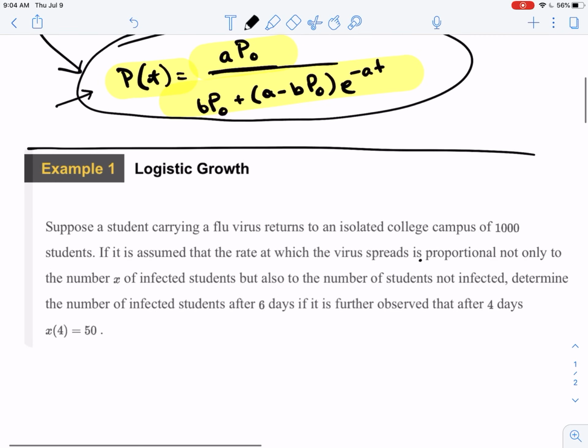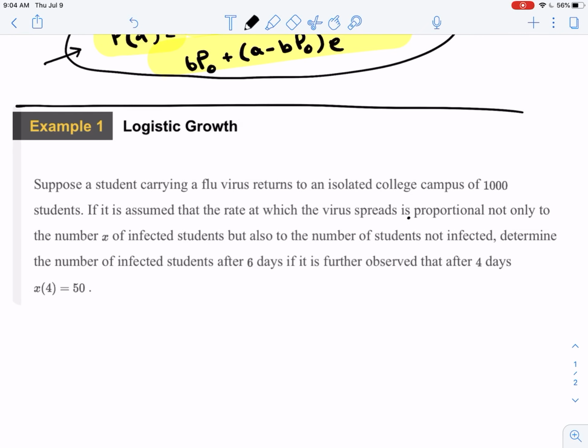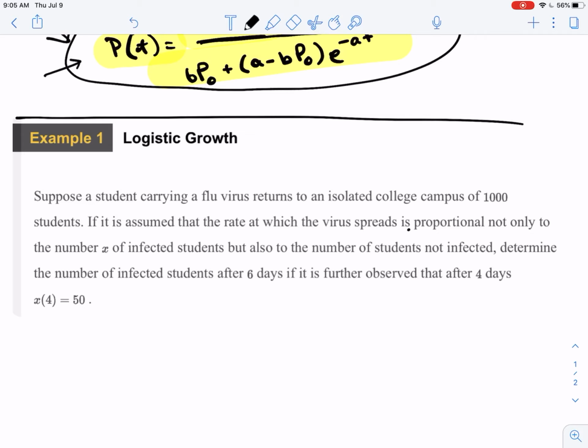All right, so here we have this question, which it's funny that the book has this question in there, and we're dealing with a similar situation in real life. So one student, a student carrying a flu virus, returns to an isolated college of 1,000. So here, when you look at one student carrying the flu, that's your initial value, x of 0 equals 1. And right here, this 1,000 is your carrying capacity, meaning that eventually everybody will get the flu, okay? Hopefully not in real life.